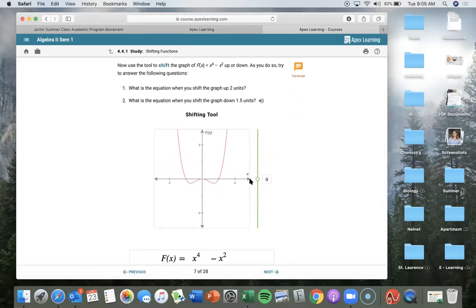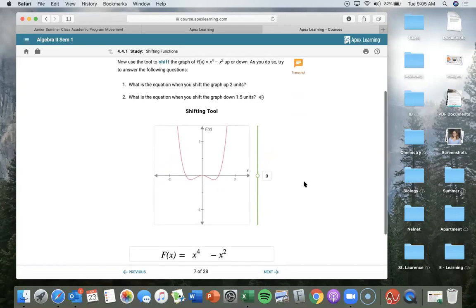But now what you can see here is I might have a function that is a little bit more complicated than just x squared. Now I've got x to the 4th minus x squared. But it's saying, what is the equation if I shift my graph up by 2 units? Well, guess what? I'm still just going to add 2, because it doesn't matter whatever my x value is here.